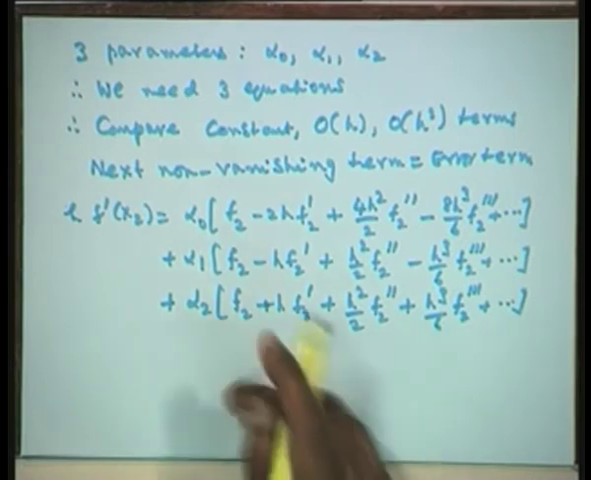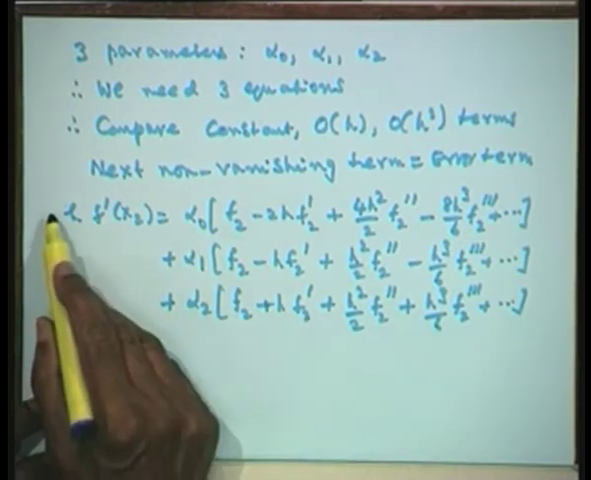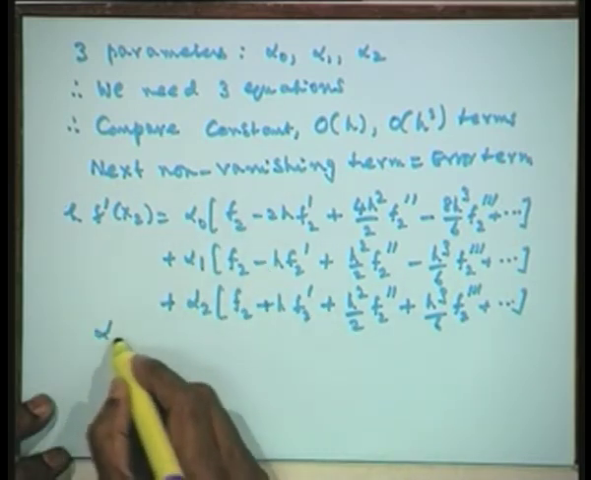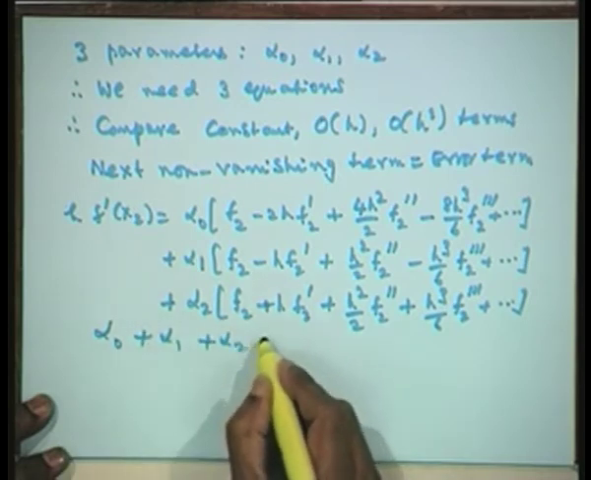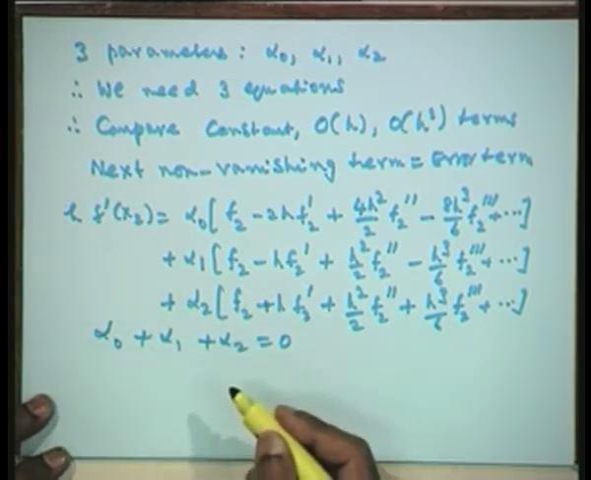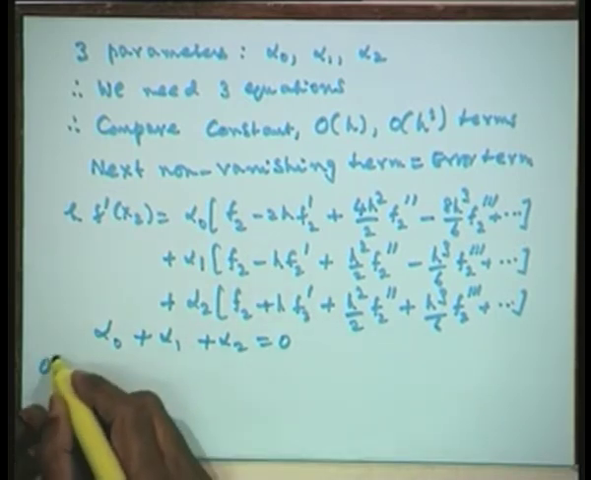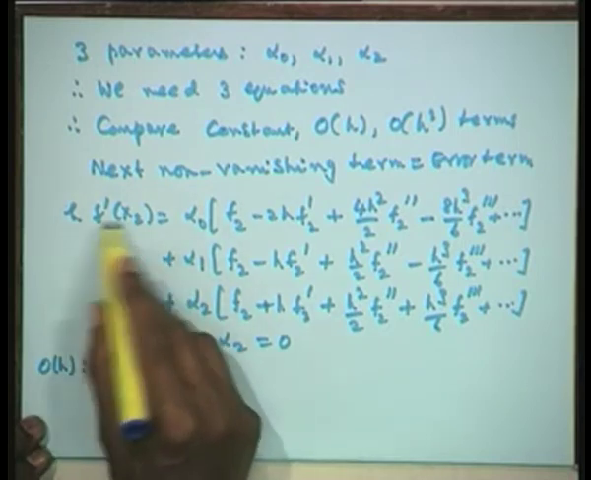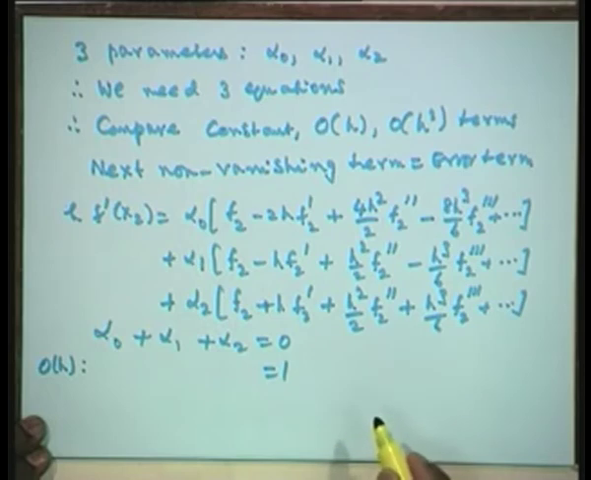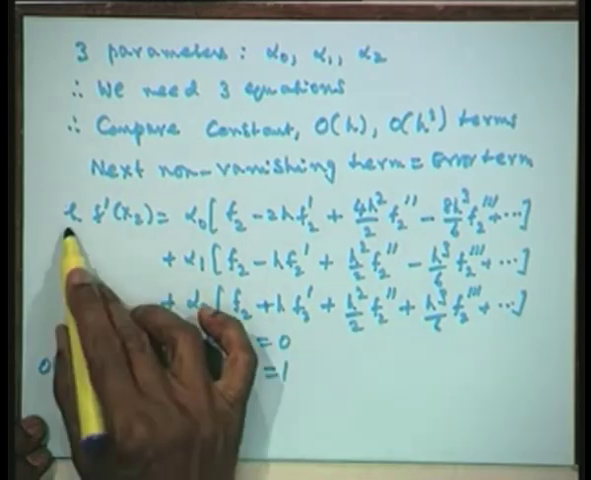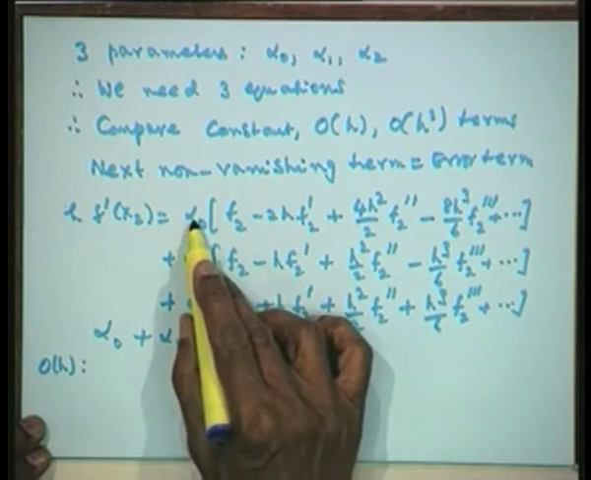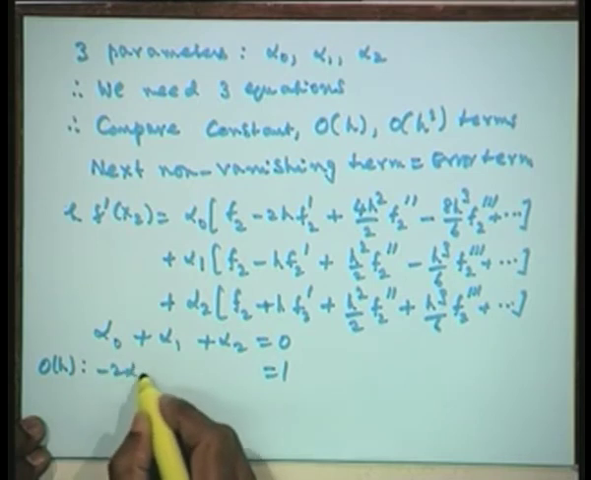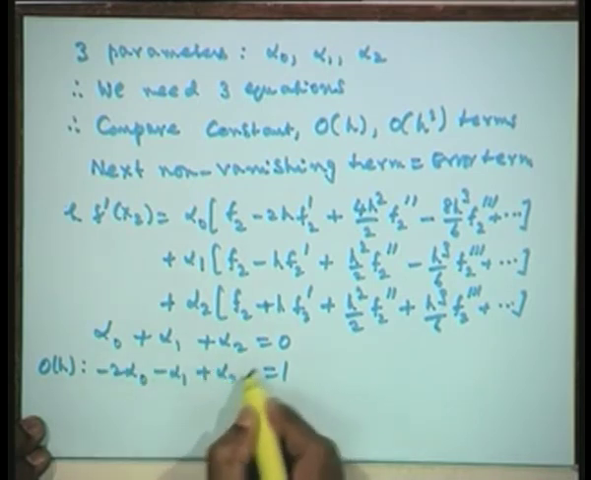Now, I need to compare the constant. There is no constant on the left hand side, that is 0, therefore, alpha naught plus alpha 1 plus alpha 2 will be 0. So, alpha naught plus alpha 1 plus alpha 2 is equal to 0. Now, we compare order of h terms. On the left hand side we have h f dash, coefficient is 1. So, let us write down 1. On the right hand side, the h f 2 dash coefficient is minus 2 alpha naught minus alpha 1 plus alpha 2. So, I have minus 2 alpha naught minus alpha 1 plus alpha 2.